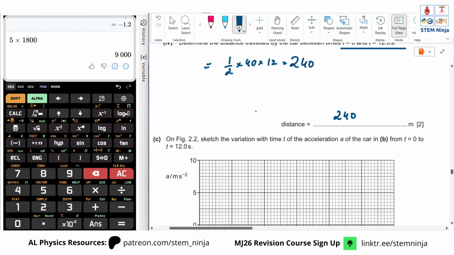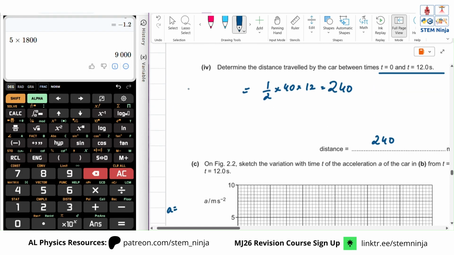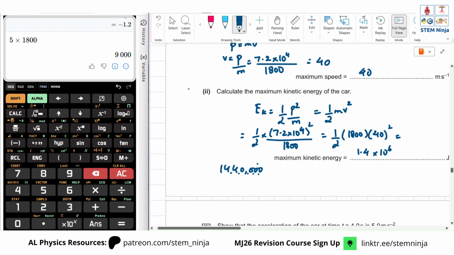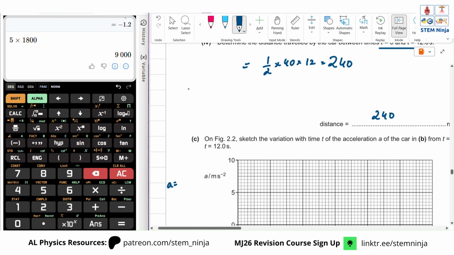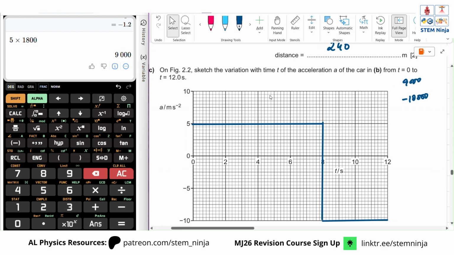So basically that's all we need. We found the acceleration in the first half. Where did we find it? Oh yeah, 5 meters per second. Now we need it for the other part. Remember, it's minus 18,000, from 9,000 to 18,000, so the magnitude will be doubled. And if force is constant, acceleration is constant.